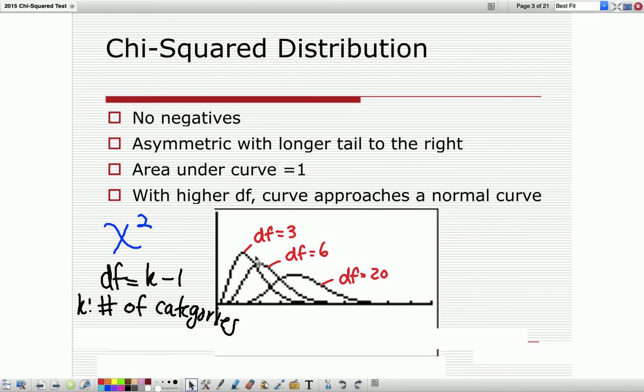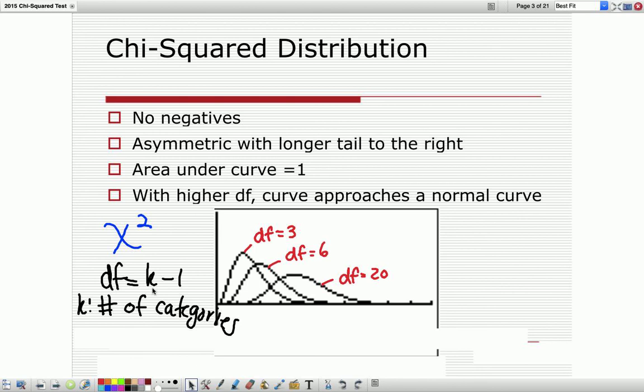With a higher degree of freedom, it still is going to approach a normal curve. So as you can see, degrees of freedom 3, it looks like that. But as I increase, this left side is getting a little more out there, and it's turning more to a normal curve. We look at it with this chi-square here. It looks like an x squared. It literally looks like a capital X squared.